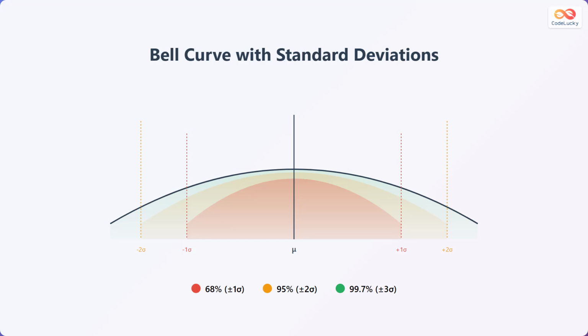Here is a visual representation of the bell curve, showing standard deviations. The area shaded in red represents 68% of the data, falling within plus or minus one standard deviation from the mean. The area in orange shows 95% of the data, within plus or minus two standard deviations. And finally, the green area represents 99.7% of the data, within plus or minus three standard deviations from the mean, labeled as mu in the diagram.